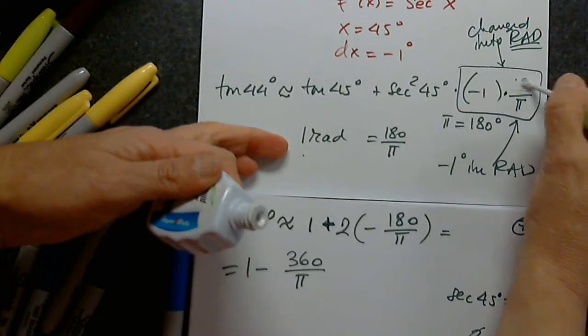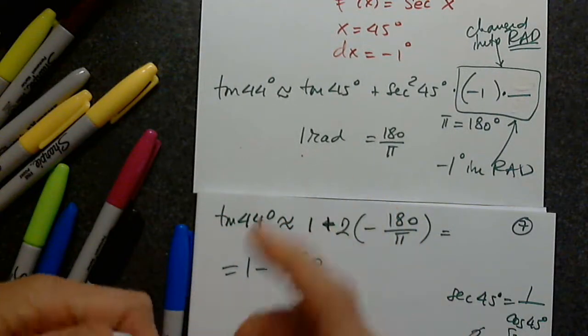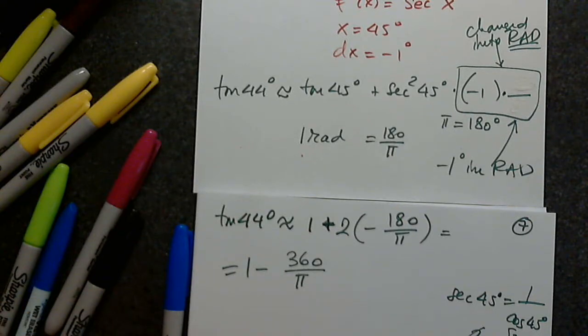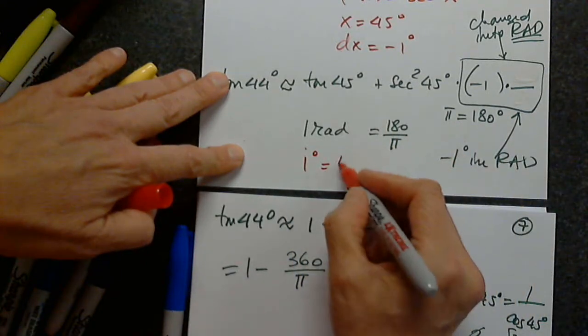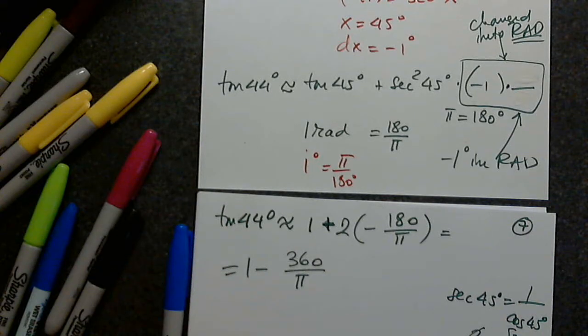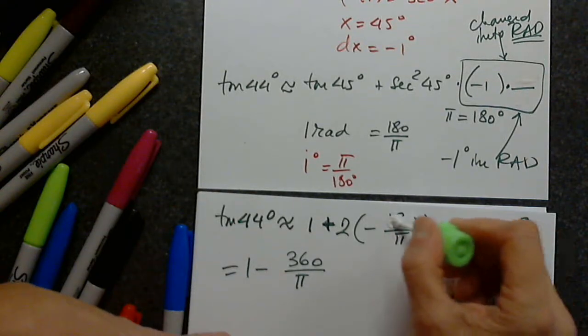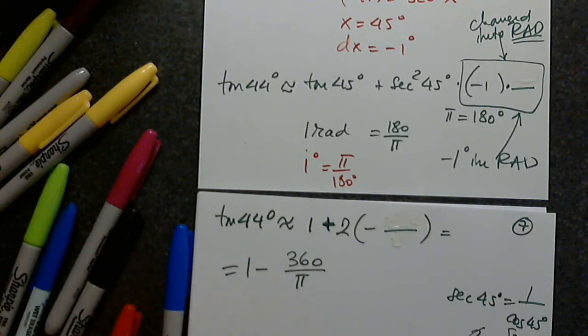No excuse. Yes, 1 radian is correct. It's 180 over pi, but we want 1 degree. We don't want 1 radian. So we want 1 degree, which is pi over 180. Yes, that's what we want. So I have to change that. Sorry. That's how we know we have an error. I should say I have an error.